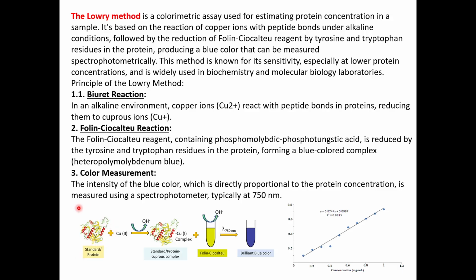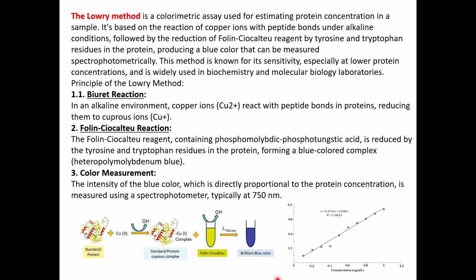So you have your standard protein here. This is your copper 2+ ion. In alkaline conditions, you have your standard protein cuprous complex, it becomes Cu+. Then you have your Folin-Ciocalteu reagent, and this will convert the color to a brilliant blue because it has phosphomolybdic tungstic acid. Once you get the blue color, your reaction is completed. You have to immediately take the readings and plot a standard graph.